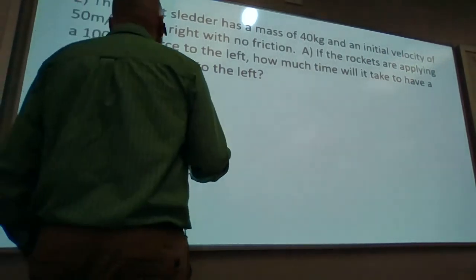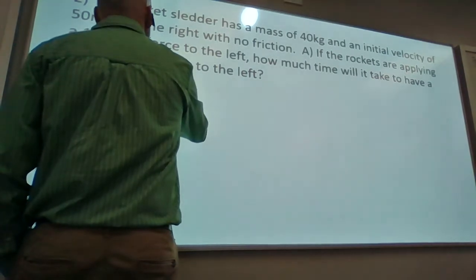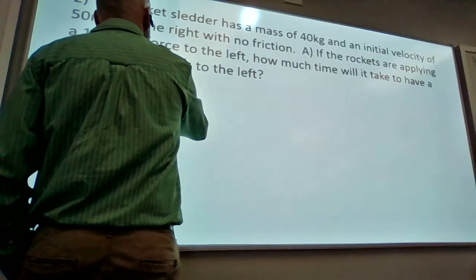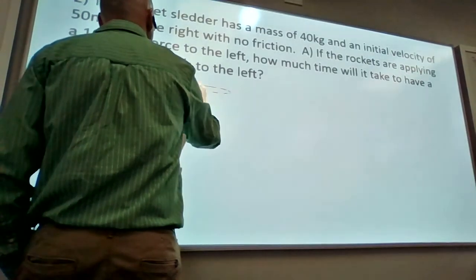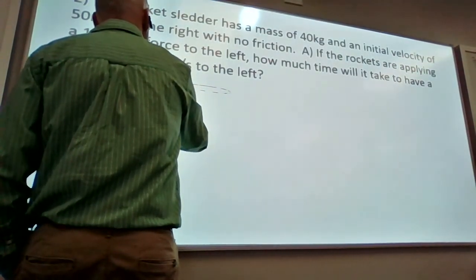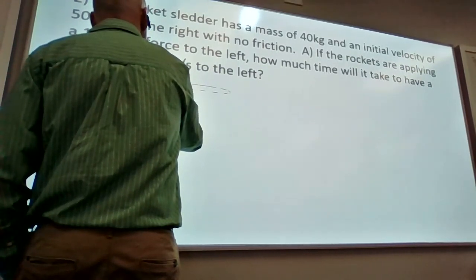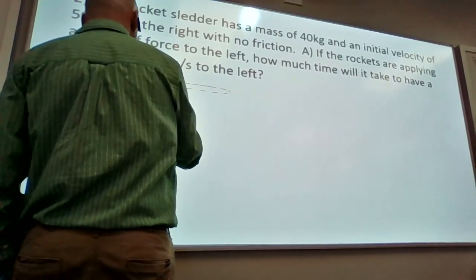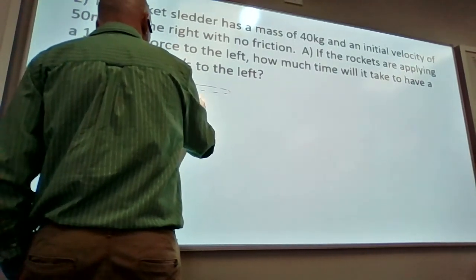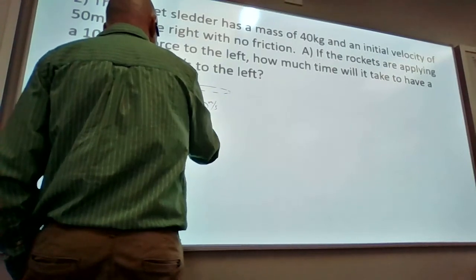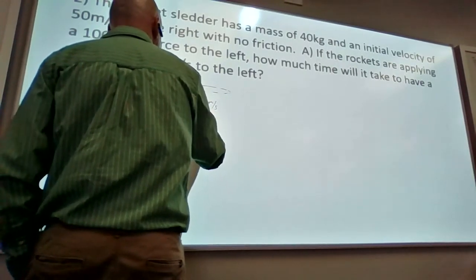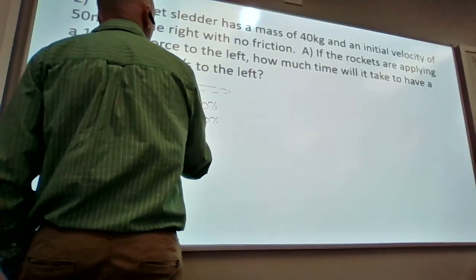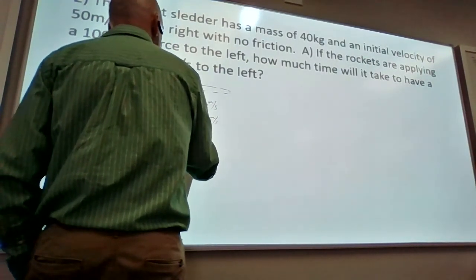Okay. So initially you're moving at 50 meters a second, and now you're going negative 50 meters a second. So your initial velocity is a positive 50 meters a second. Your final velocity is a negative 50 meters a second. You're looking for how much time.